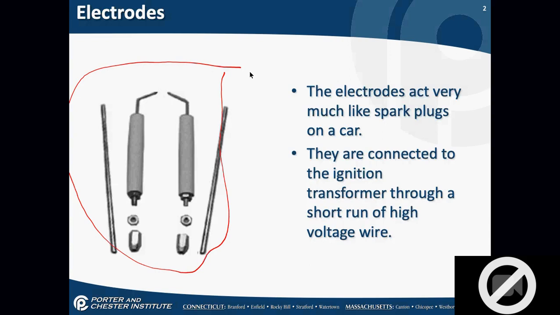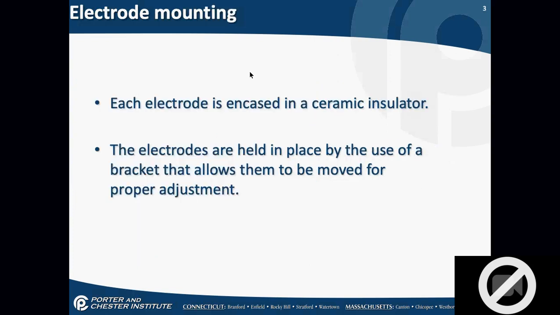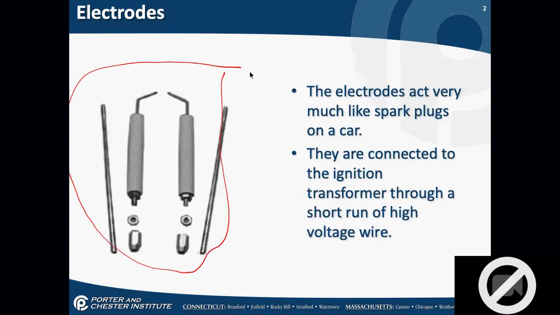They're connected to the ignition transformer through a short run of high voltage wire or by the springs that are on the ignition transformer. Every electrode is encased in a ceramic insulator. The electrodes are held in place by a bracket that allows them to be moved for proper adjustment. If I go back to the prior screen, here's my ceramic holder of the electrodes.